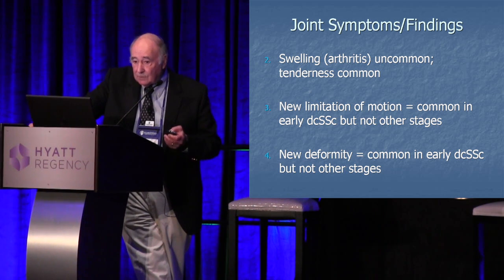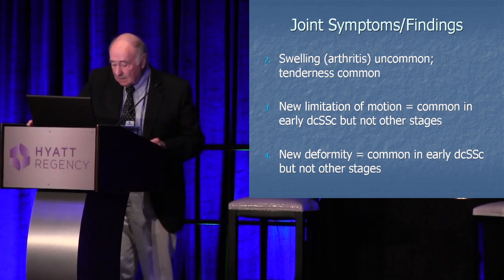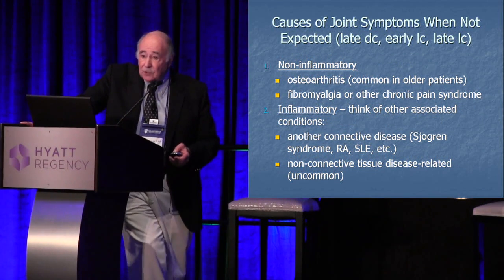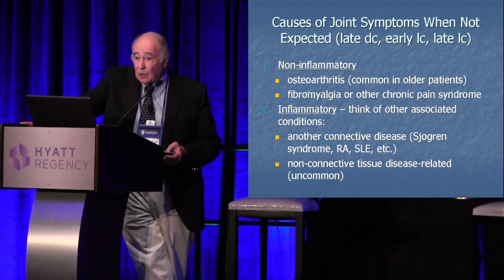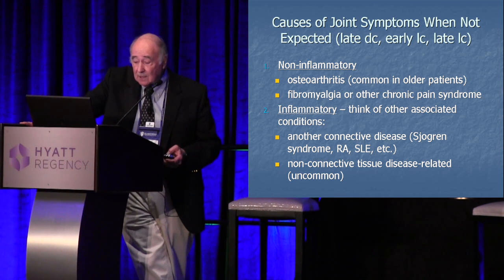If you develop deformities of joints, that is, you are unable to completely straighten or bend them, that's common in early diffuse disease, but not at other times. So we expect joint symptoms in early diffuse disease, but if they occur in times when they're not expected, that is the other three subsets, you need to think of something else.